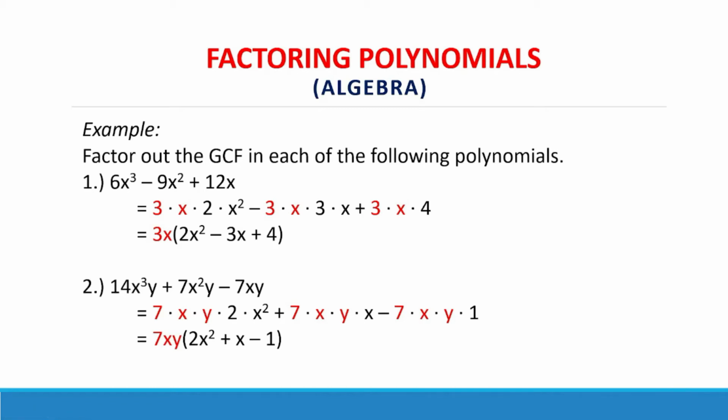The common factor for all terms is 7, x, and y. Factor out 7xy, and the remaining value in the first term is 2x squared. The remaining value for the second term is plus x, and the remaining value for the third term is negative 1. And this is the factor, which is 7xy multiplied by 2x squared plus x minus 1.